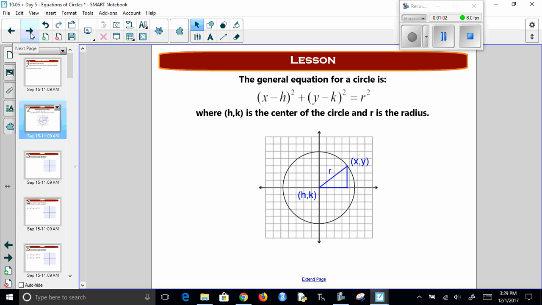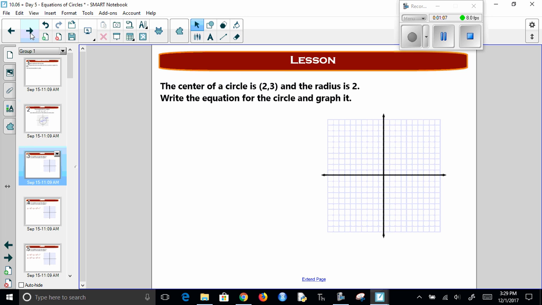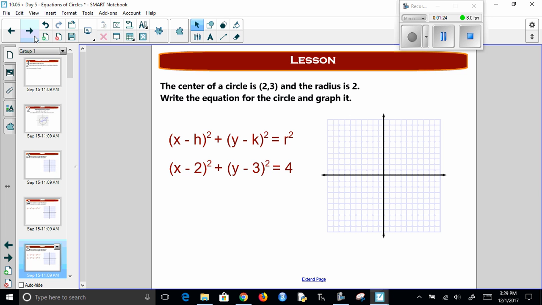Now, we really don't need to know where it comes from. We can just use it. So, if this says the center of the circle is at (2, 3) and the radius is 2, write the equation and then graph it. So that's the general equation for every single circle. You write it out, and you fill in the missing information.